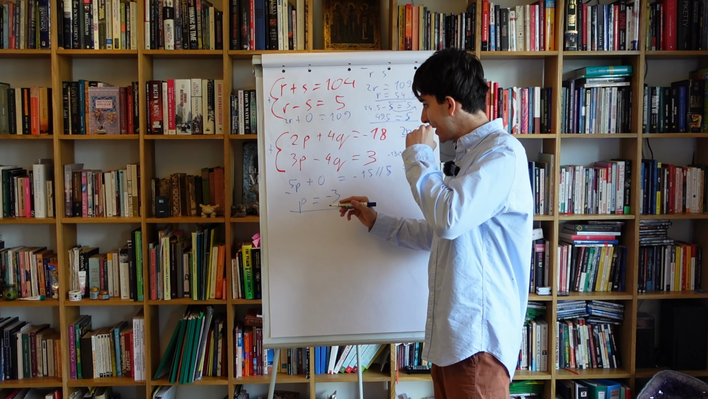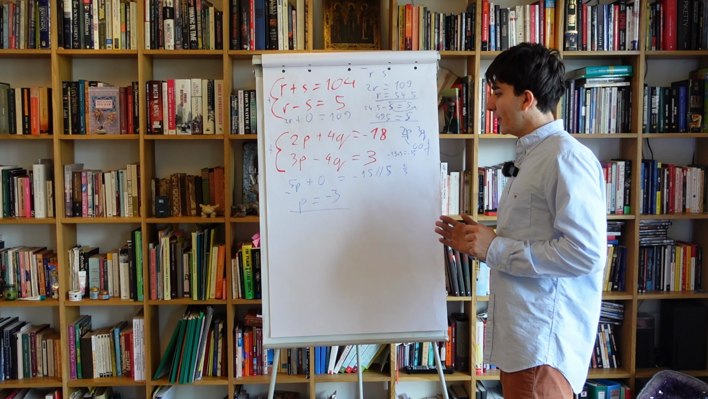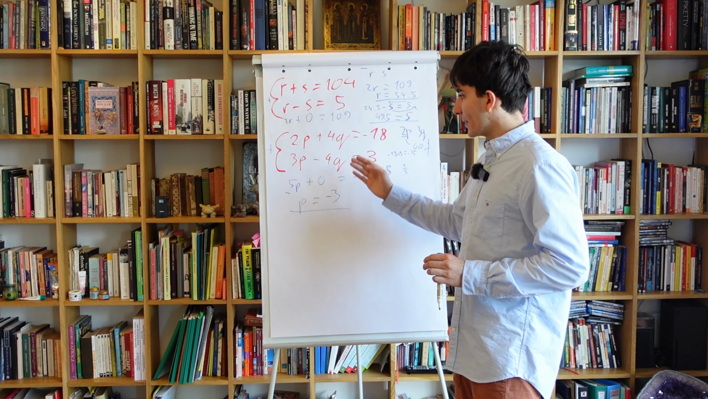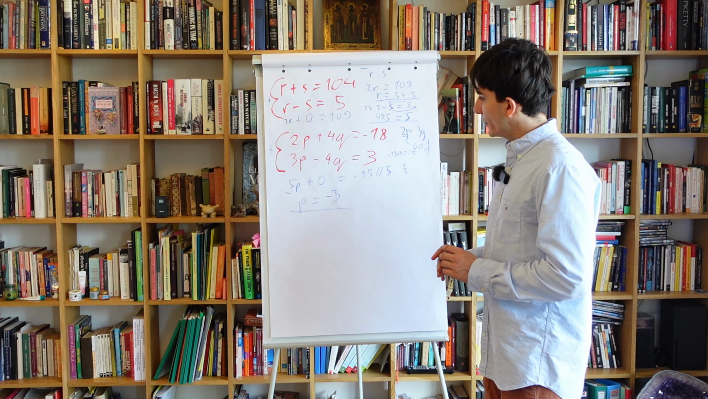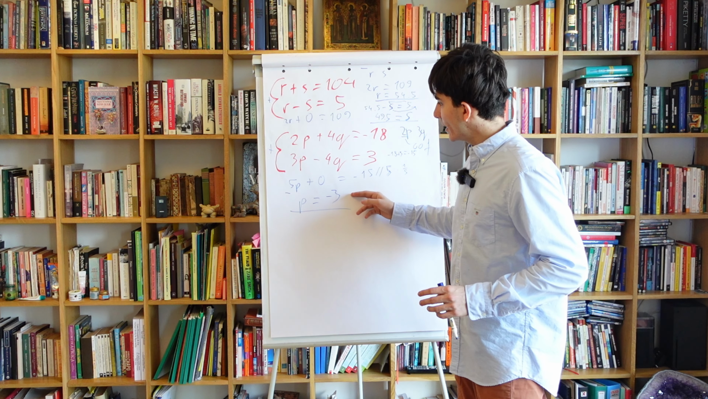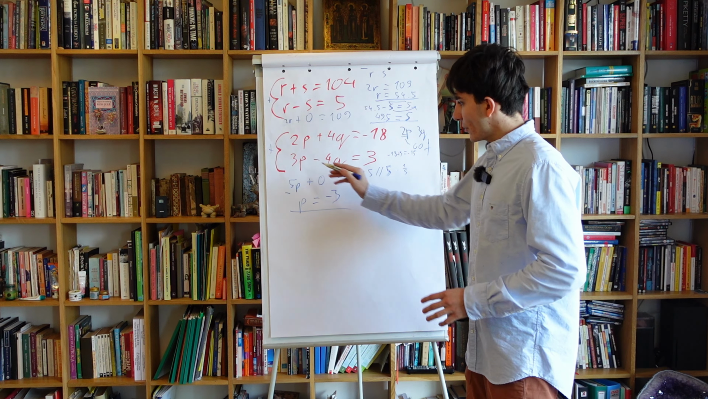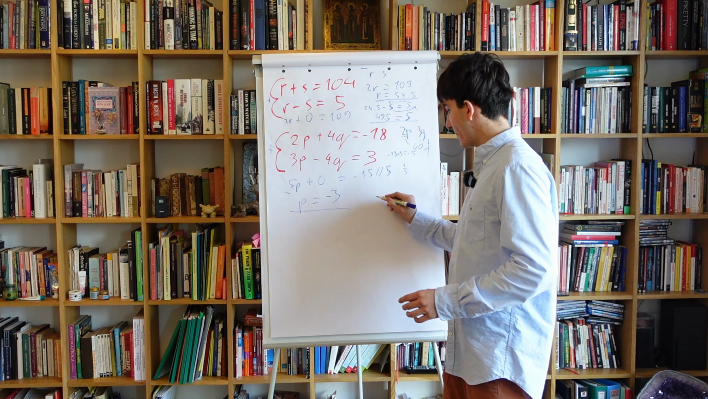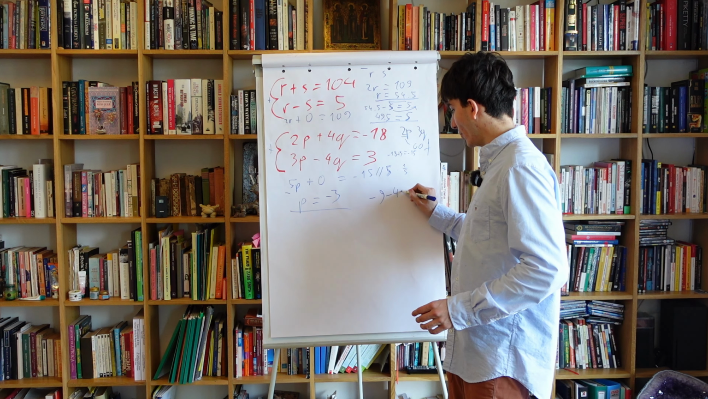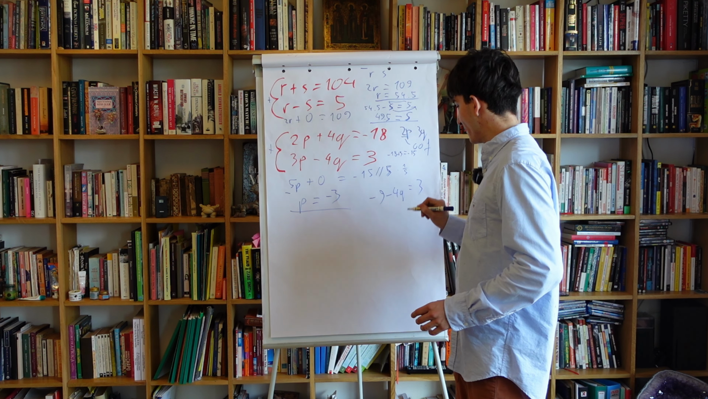Then we substitute. Let's see where it would be a quicker way. 2p or 4p, 2p or 3p. We will substitute under these equations, because on the right side the number is lower. So we'll get 3 minus 3 minus 9 minus 4q equals 3.